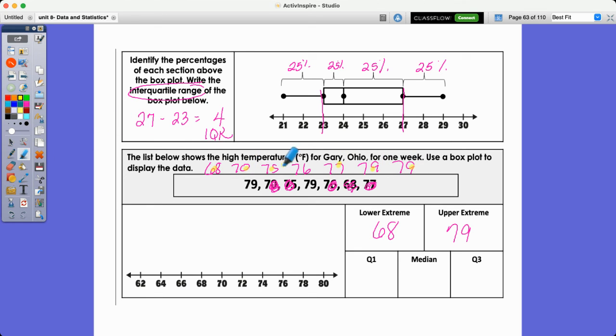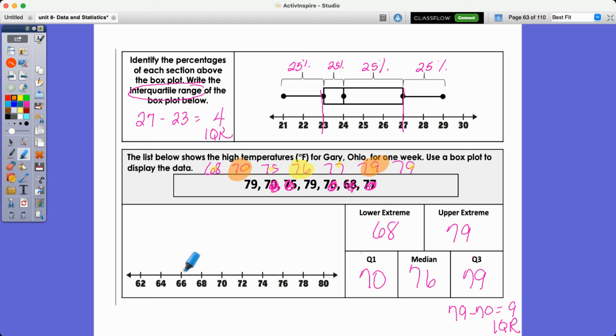Our median is 76. Now for our Q1, what is the median of the lower half of the data? These three numbers right here, our median is 70. Now we're going to look at the upper half of the data, 77, 79, 79. The median is 79. How do I find IQR? We need to subtract. Q3 minus Q1, 79 minus 70 is 9. That is my IQR.